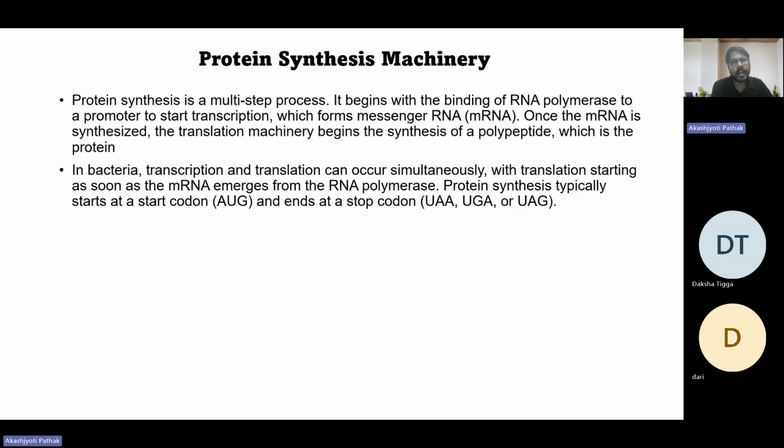Okay, so let's first learn about the protein synthesis machinery. In basic molecular biology, the central dogma of molecular biology says that from DNA, the information is passed on to mRNA, and from mRNA we get the protein. The process from DNA to mRNA is called transcription, and from mRNA to protein is called translation, isn't it?